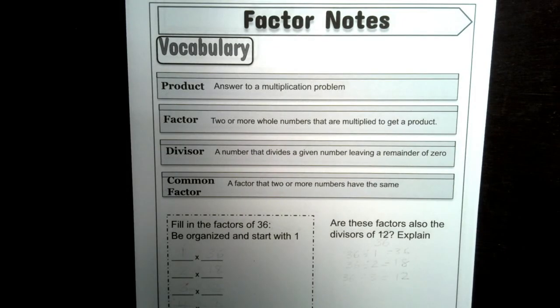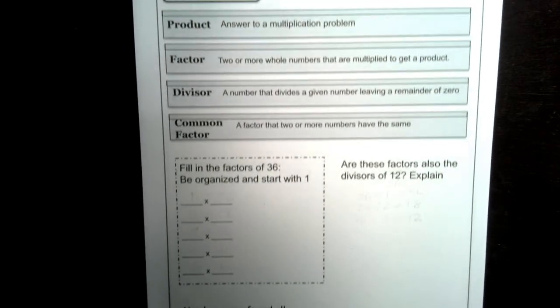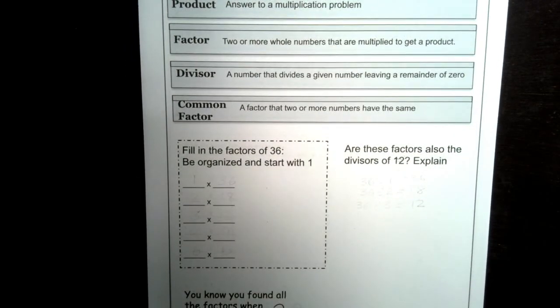The inverse operation of multiplication is division, so it's good to know the word divisor, a number that divides a given number, leaving a remainder of 0. And finally, we're going to be working with common factors, which is a factor that 2 or more numbers have in common. So first, you might be asked to list or fill in the factors of 36.